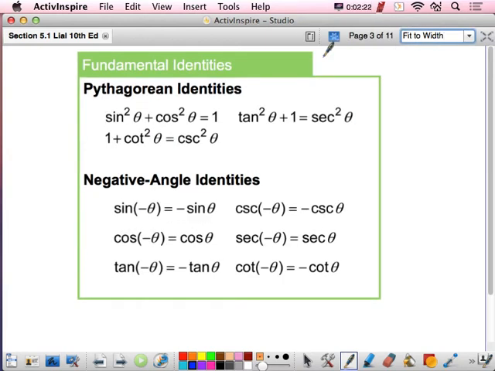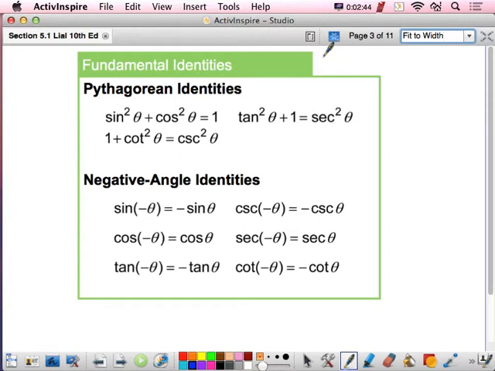Other than reciprocal and quotient identities, you really need to know the Pythagorean identities. And you're going to need to know those from now until the end of this class, and we even use those in calculus. So if you're headed for calculus, the reciprocal, the quotient, and the Pythagorean are things you are going to be expected to know from here on out. You're going to have to understand them and know how to use them.